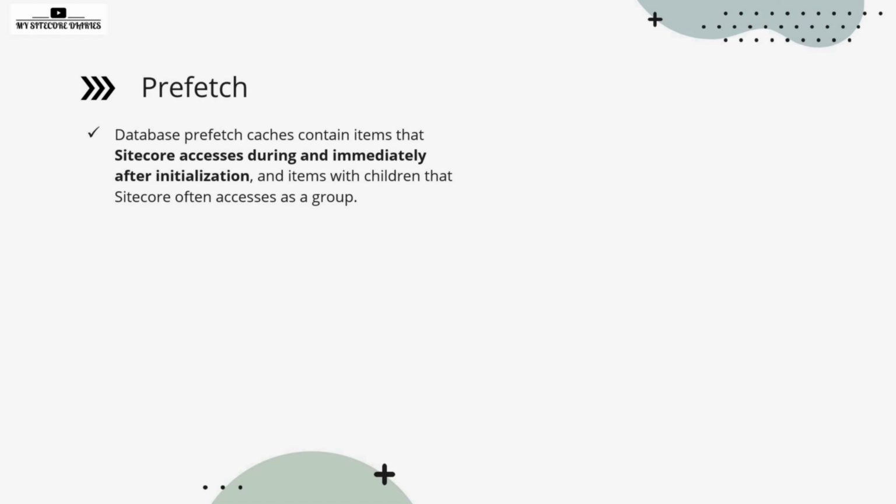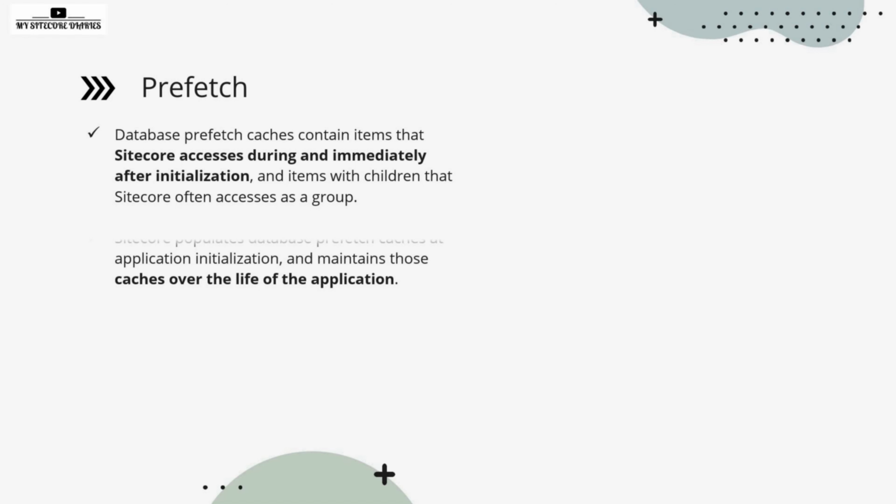And this is accessed during the start of the application. So assume that you want to cache the home page at the start of the application, then you will add that as a Prefetch. Sitecore populates database Prefetch caches at application initialization and maintains those caches over the life of the application. So once the caches are built at the time of application start, till the time the application is live and has not crashed, that Prefetch cache is available.